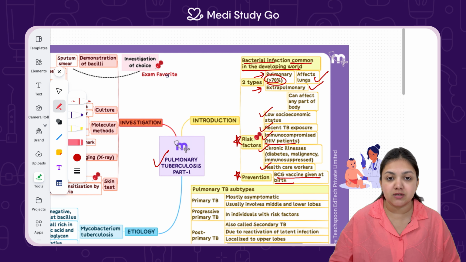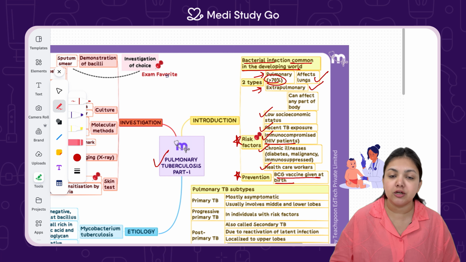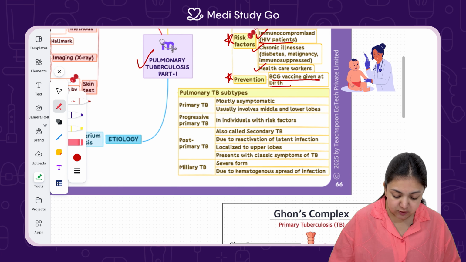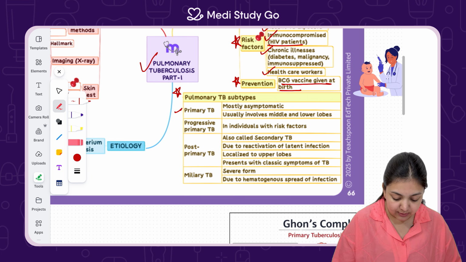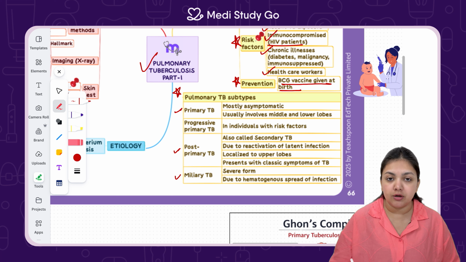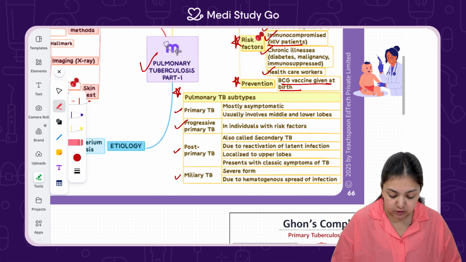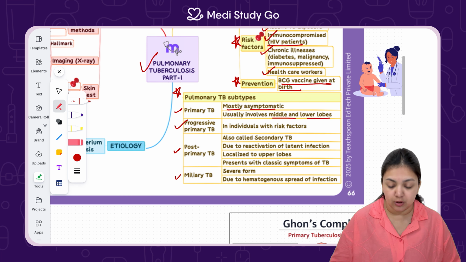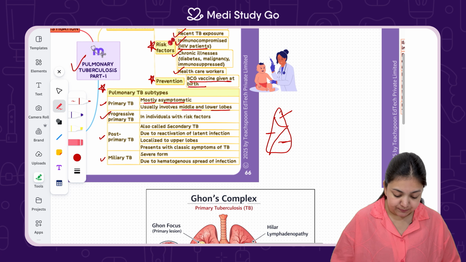If we move on specifically to the pulmonary category of tuberculosis, it can be categorized into further types. The subtypes include primary TB, post-primary TB and miliary TB. Primary TB, if not treated, can lead to a progressive form, which is progressive primary TB. Primary TB is mostly asymptomatic and usually involves the middle and the lower lobes. So we know that lungs contain lobes, and this one involves the middle and the lower lobes.